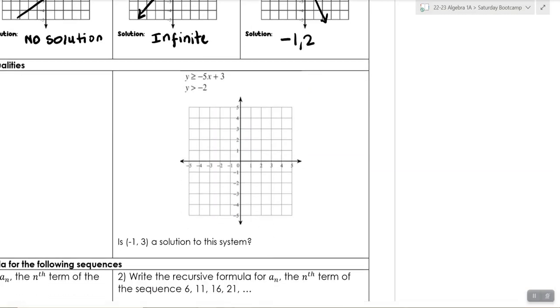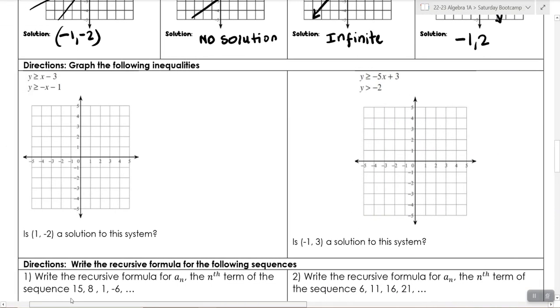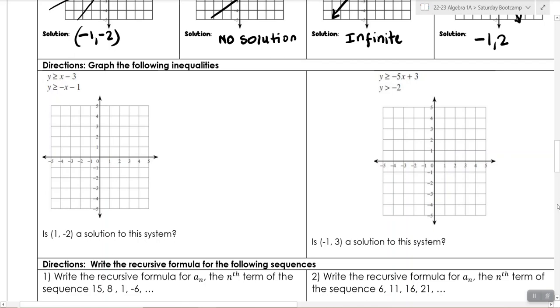All right, we're going to continue. So now I'm going to give you some time to get both of these systems graphed.